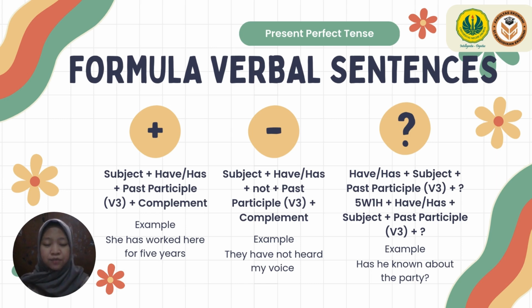And for the interrogative sentence, we can use have or has plus subject plus past participle or verb 3. And for 5W1H questions, we can use what, when, who, where, how plus have or has plus subject plus past participle or verb 3 plus complement. For example, has she known about the party?